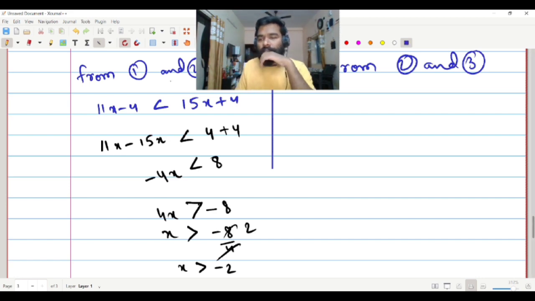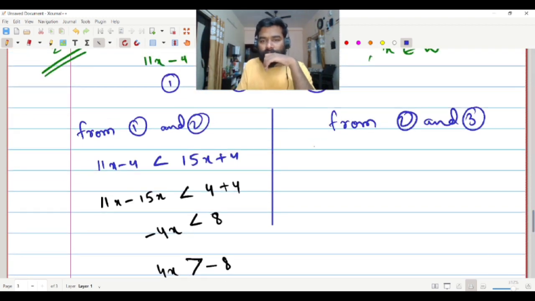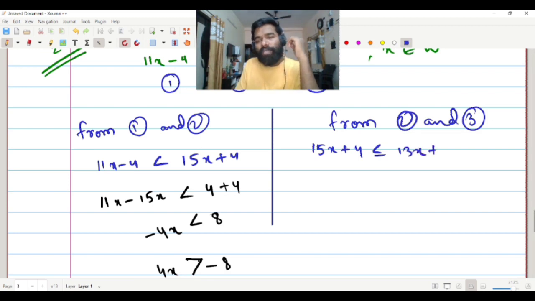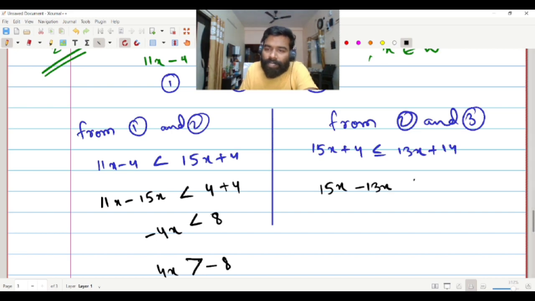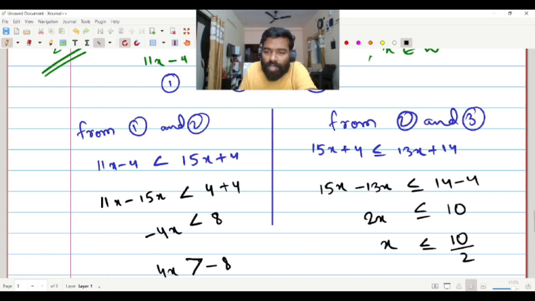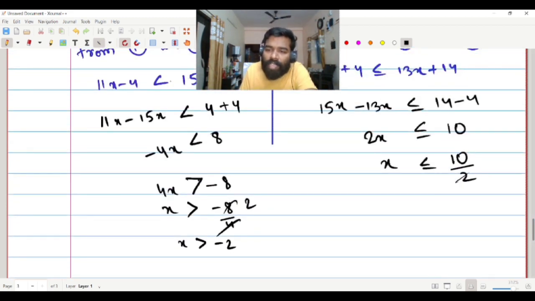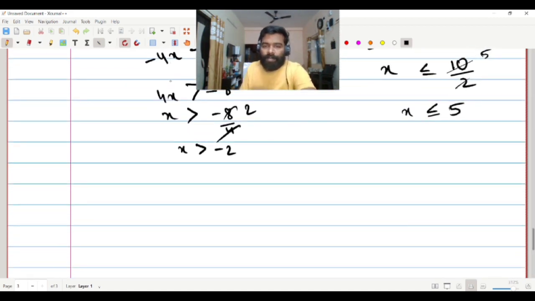Okay, and then the rest 2, we take 15x plus 4 is less than or equal to 13x plus 14. So again the same thing, all the x's to the left and numbers to the other side. This is 15x minus 13x, 14 minus 4. So we get 10, and here we get 2x. So you can cross this 2 to the denominator of 10, and then cancellation, you get x is less than or equal to 5.